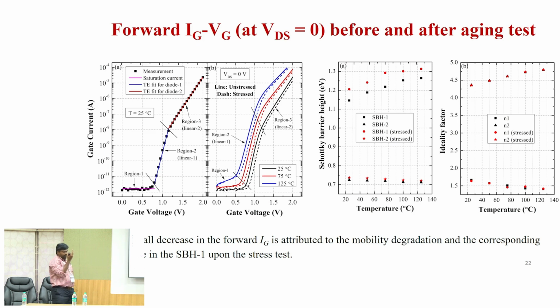Generally in a Schottky barrier diode, you have a linear region where thermionic emission is dominating. Then after that you will get the series resistance effect. If you are plotting in semi-log scale, it will not be a linear curve, it will be like that. But here you are finding two linear curves.